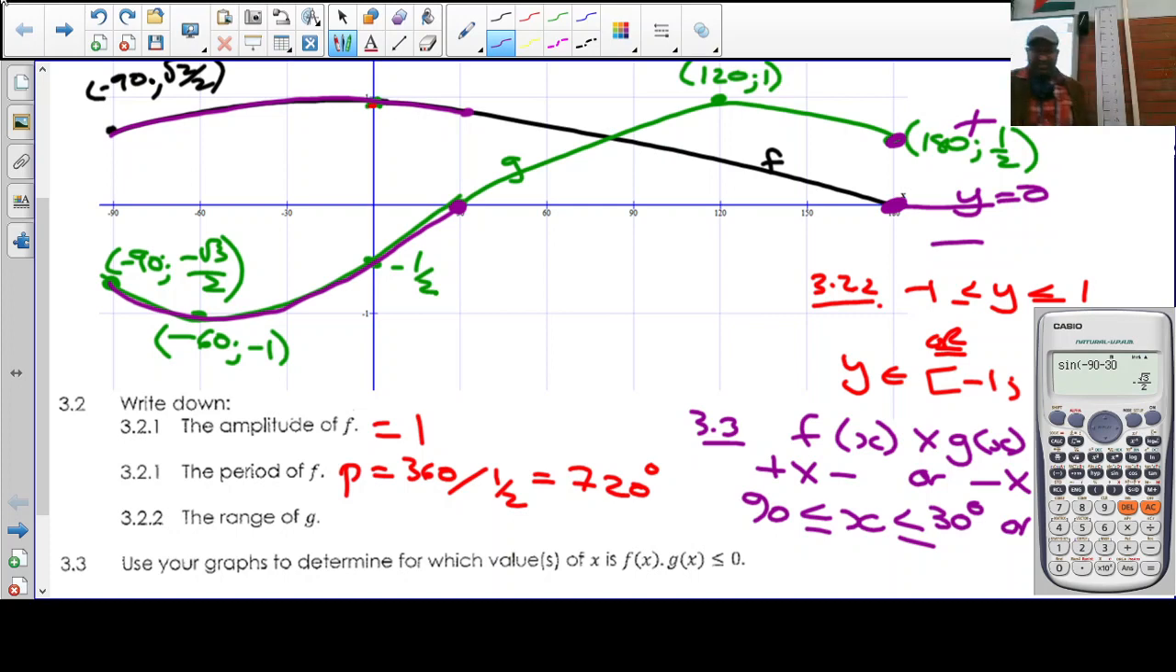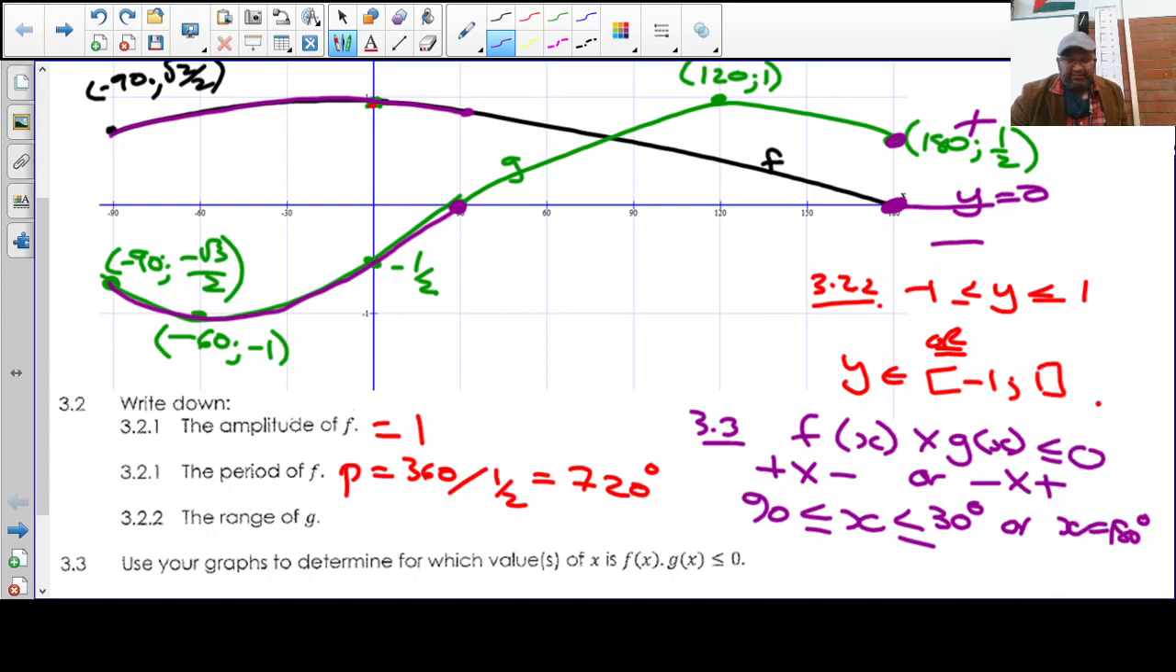Okay, I think the calculator is in the way there. You just get the calculator out of the way. Sorry about that. There we go.